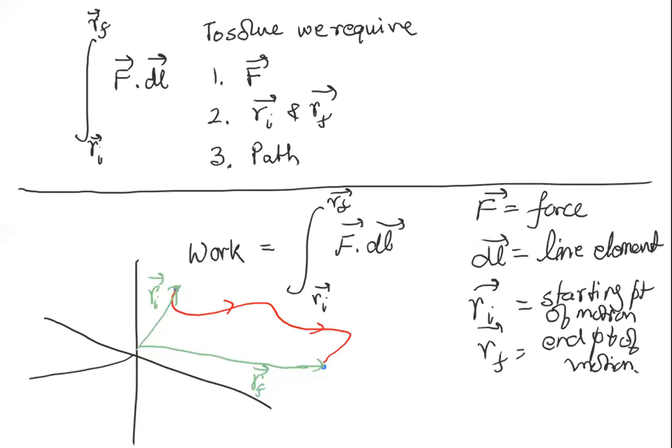So I told you in the last class that if you give me F and if you give me Ri and Rf, I am still unable to solve the line integral. I am still unable to carry out the line integral, and that is because I require the path as well. Right? Three things are required.